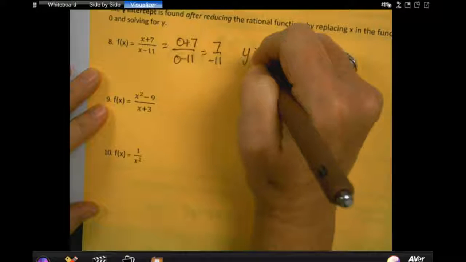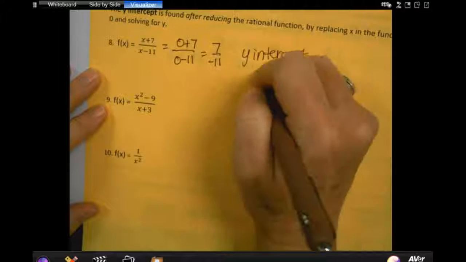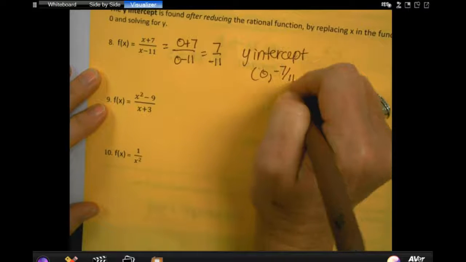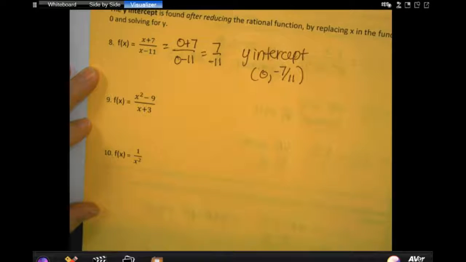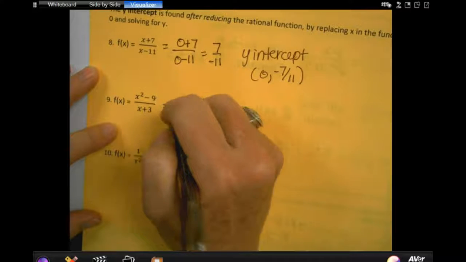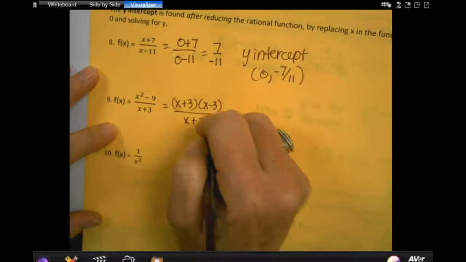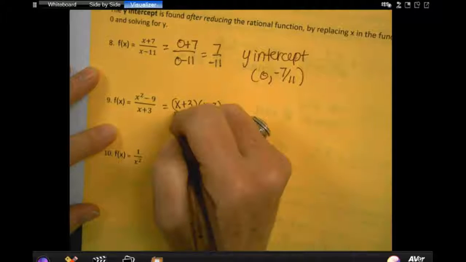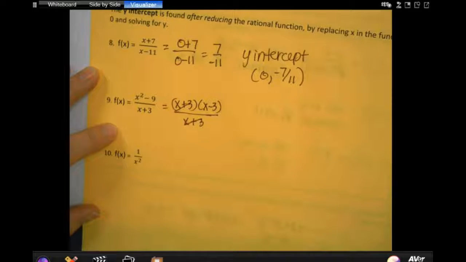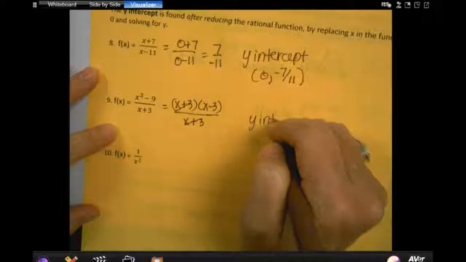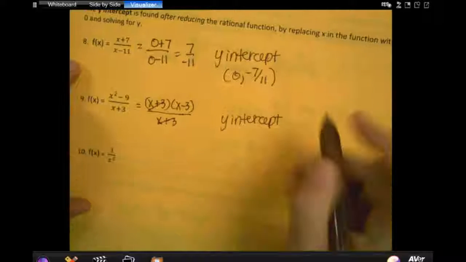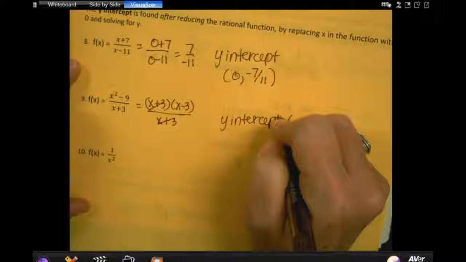so my y-intercept, we have to find this after reducing. So I'm going to factor on top. And what cancels? The x plus 3 cancels. So my y-intercept I find by plugging in 0. Gives me negative 3.